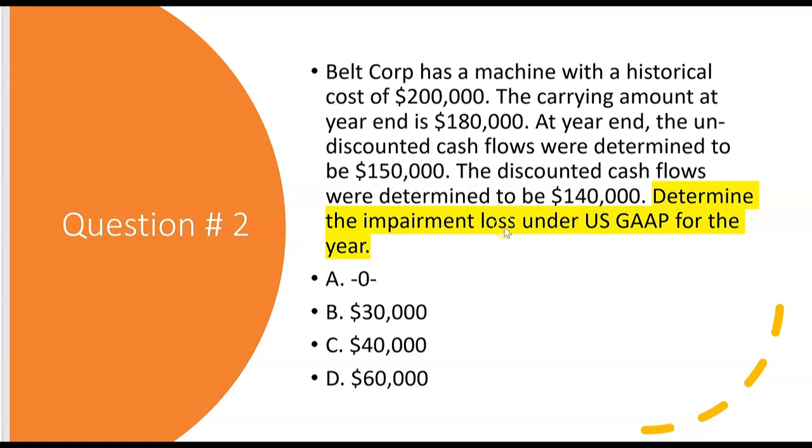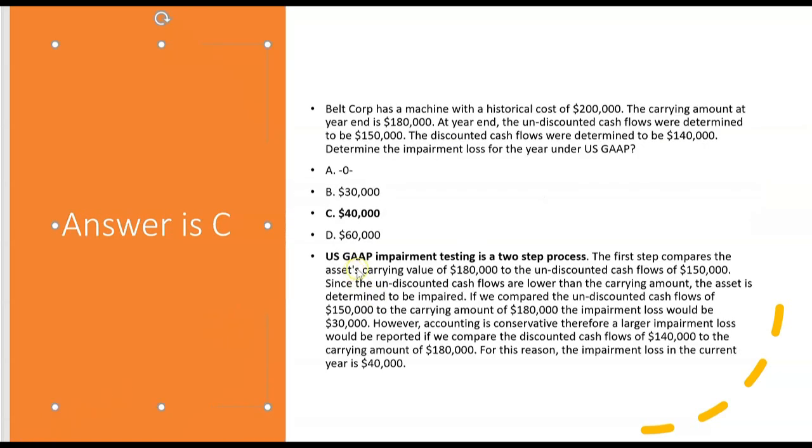So determine the impairment loss under U.S. GAAP for the year. And you need to know that U.S. GAAP impairment testing is a two-step process. The first step compares the asset's carrying value of $180,000 to the undiscounted cash flows of $150,000. And since the undiscounted cash flows are lower than the carrying amount, the asset is determined to be impaired.